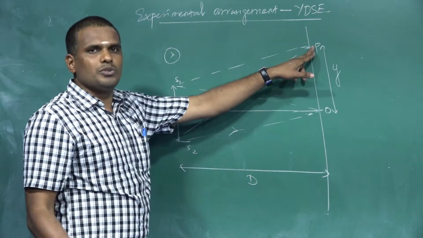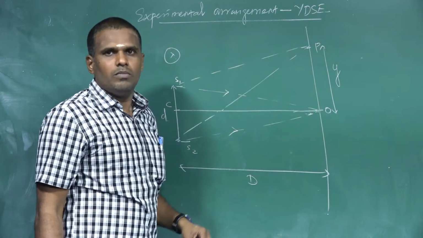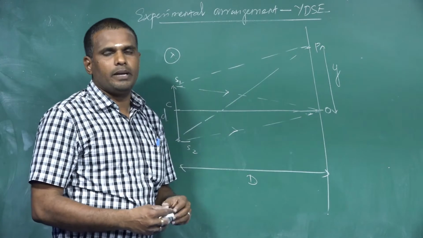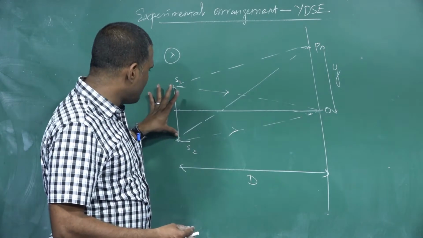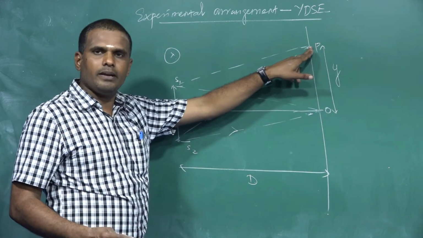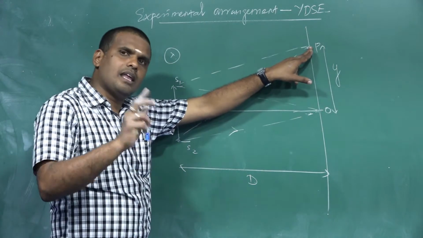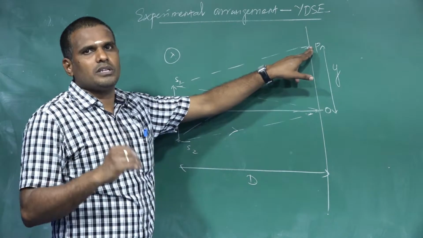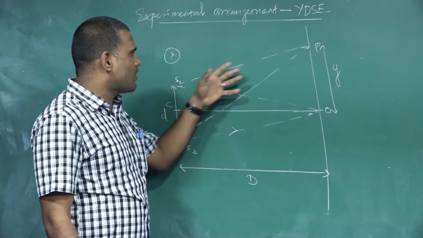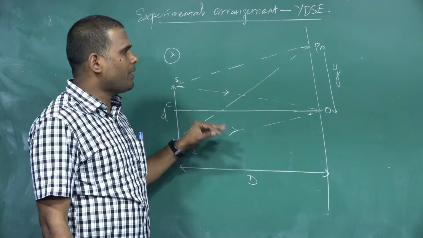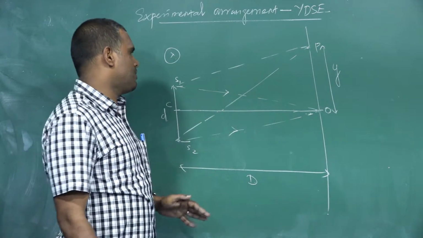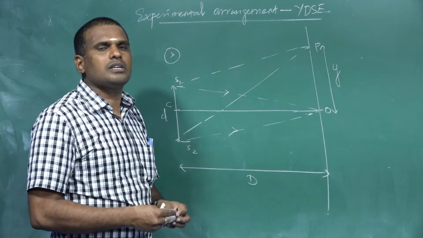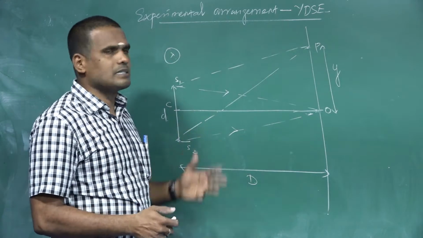Now, we are arbitrarily choosing a point P, which is at a distance Y from O. We want to know what kind of fringe is formed at the point P. The waves spreading from S1 and S2 will arrive at the point P, and they may either be in phase or out of phase with each other, which we do not know. It all depends upon the path difference between the two interfering waves. So, we should first calculate the path difference between the two interfering waves, and then bring out the conditions for brightness and darkness.